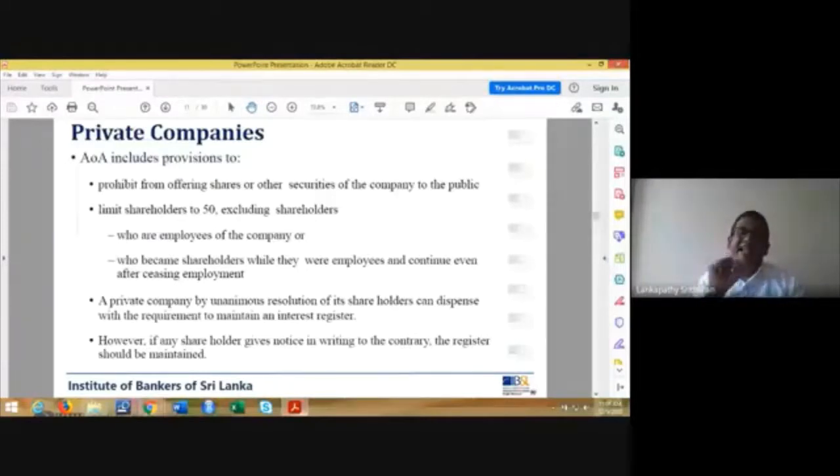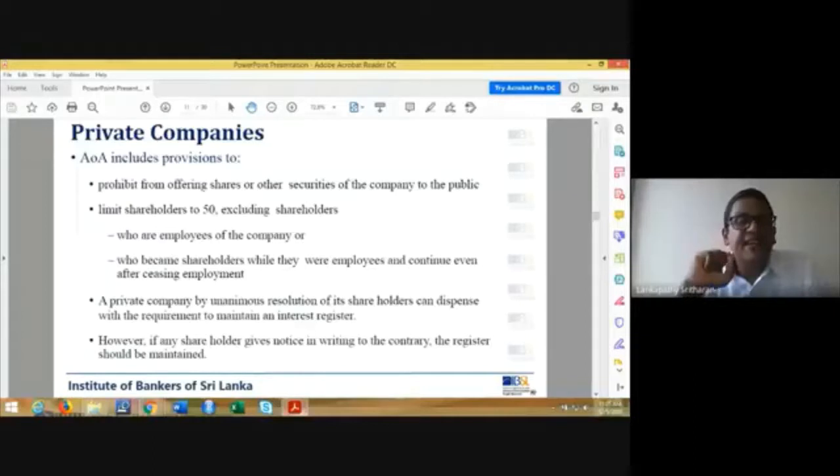But there are some exceptions. Generally, the maximum number of shareholders is limited to 50, but there are some exceptions. What are those exceptions? Those who are employed by the company. For example, under a share ownership plan, some companies may issue shares to their employees. If employees are shareholders, in those circumstances this maximum number of 50 will not be applicable. In other words, we have to exclude these employees when calculating the maximum number of shareholders. Understand?